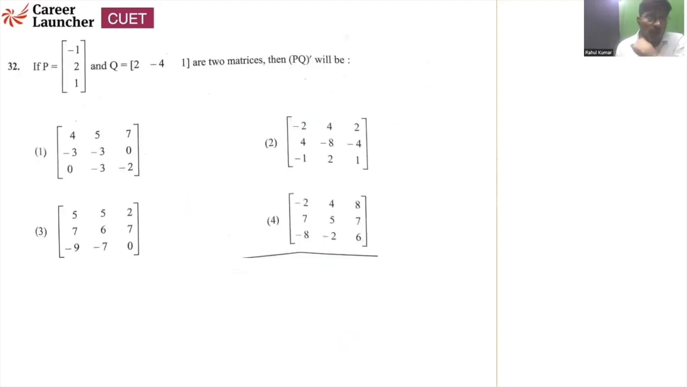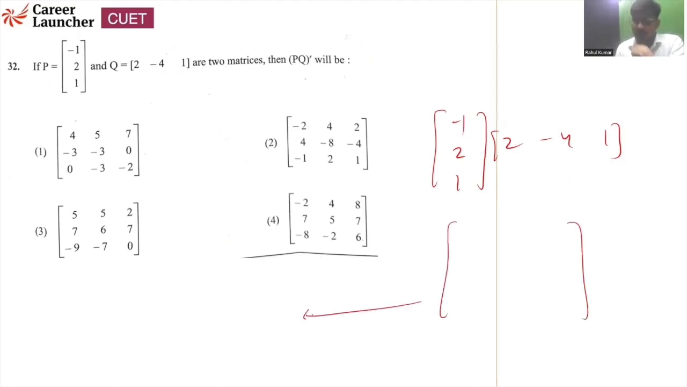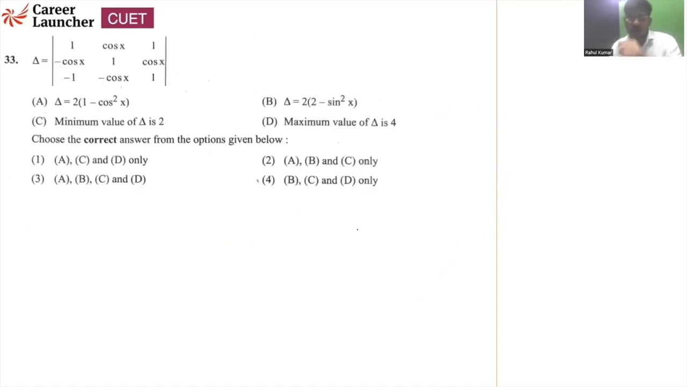Now the next question is, okay, we need to multiply this matrix and find the transpose. Okay. So first we will find the P cross P into Q. So P is minus 1, 2, 1 and Q is 2, minus 4, 1. Now I will write a matrix, then I will write its transpose. Okay. So the first row will be minus 2. Then this row will be multiplied with this element, 2, 4, and then minus 1. So its transpose will be minus 2, 4, minus 1. If you see this thing, only in option 2, this is available. Option 2 is the correct answer.